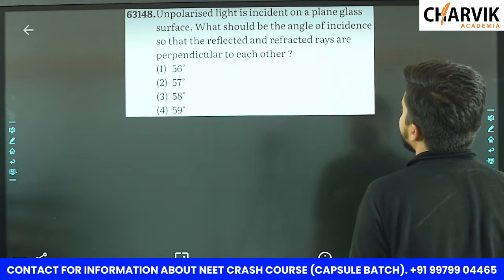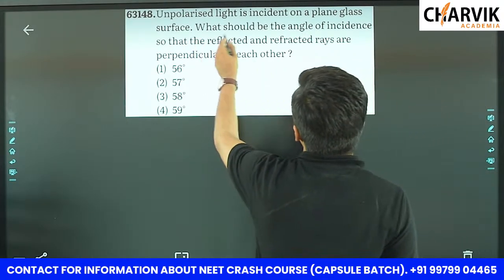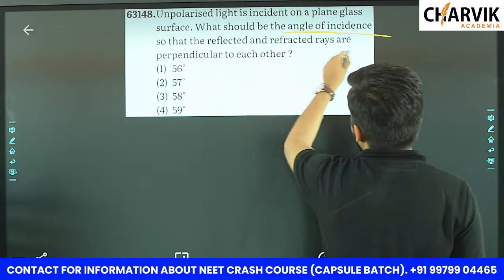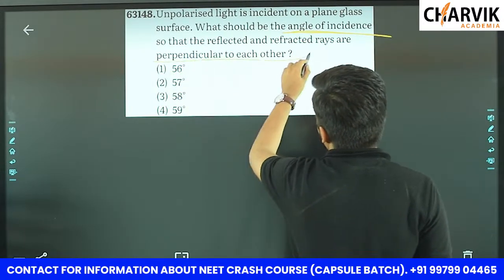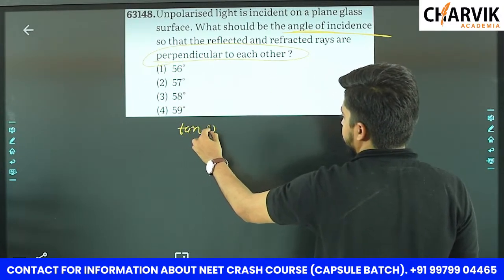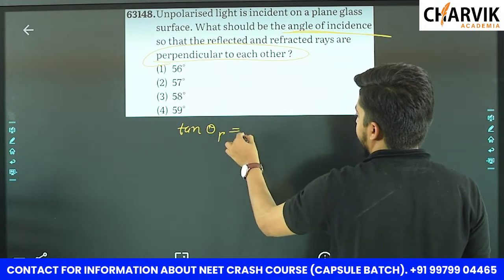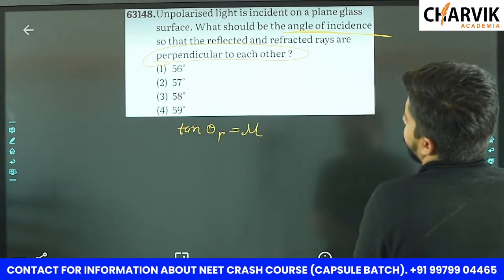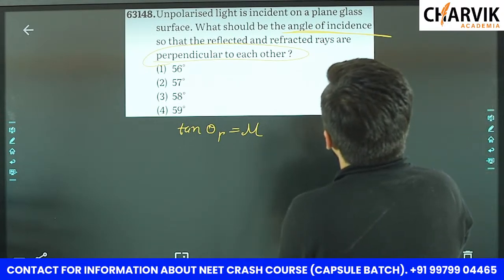Unpolarized light is incident on a plain glass surface. What should be the angle of incidence so that the reflected and refracted rays are perpendicular to each other? They are asking us theta, and we all know that the formula is tan theta p is equals to refractive index. What is the value of the refractive index? Okay, is there no value of the refractive index given?